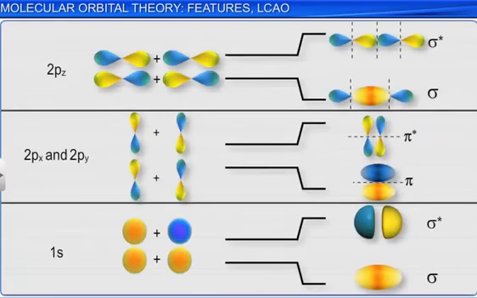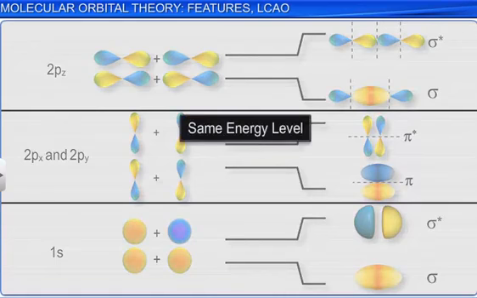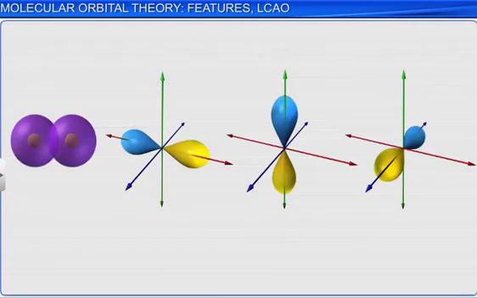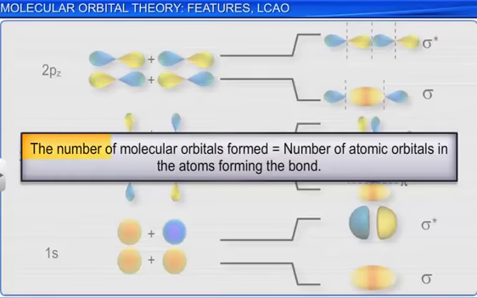However, for atomic orbitals to combine and form molecular orbitals, they must have similar energy levels and symmetrical molecular axes. This means that even though 2px of one atom has energy equal to 2py of another atom, they won't combine as they don't have the same symmetry. The number of molecular orbitals formed is equal to the number of atomic orbitals in the atoms forming the bond.